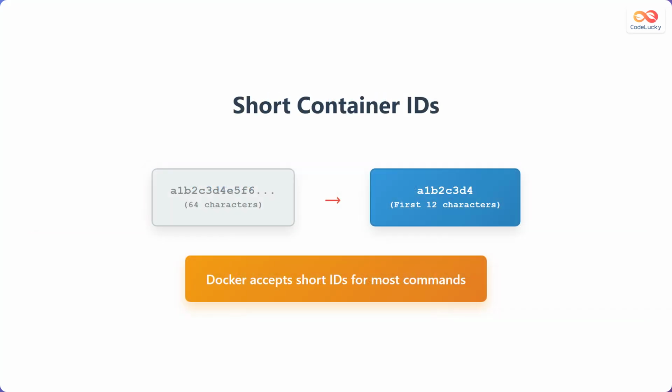While container IDs are 64 characters long, Docker allows you to use shortened versions for convenience. You can use the first 12 characters of the container ID. Docker accepts these short IDs for most commands, making it easier to manage your containers without typing the full ID.